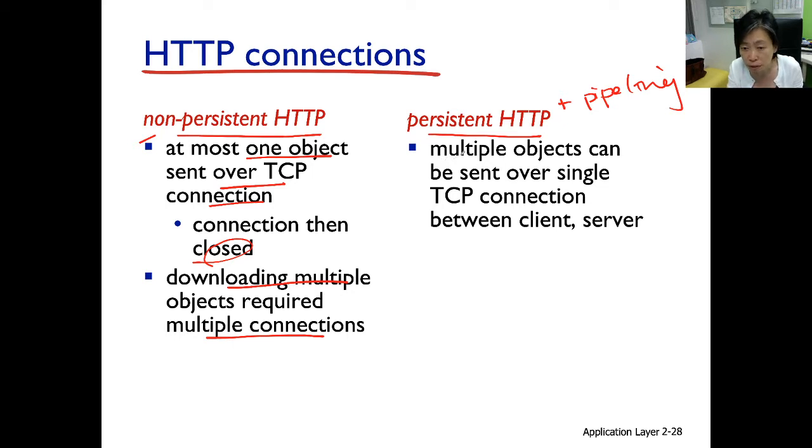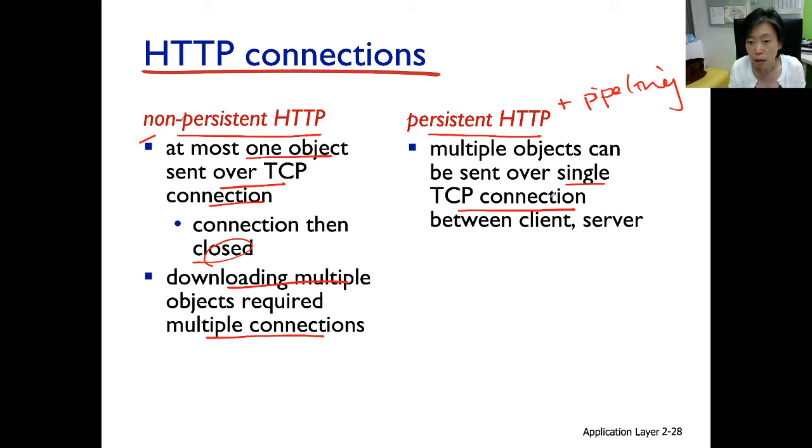Now in persistent HTTP, the main idea is, well, why do we keep opening TCP connections and closing them? Why don't we just reuse the TCP connection we have started in the first place? So in persistent HTTP, client and server establish the TCP connection, and then first web object request and object response exchange, second web object request and response exchange, and so on and so forth. So one single connection to send all the objects.